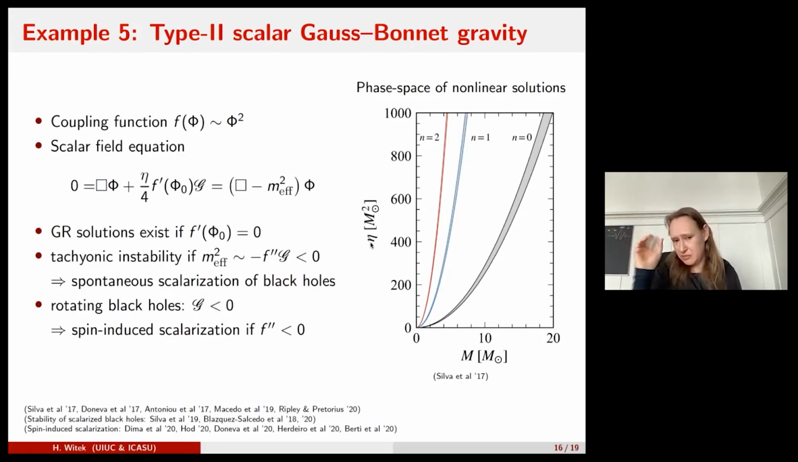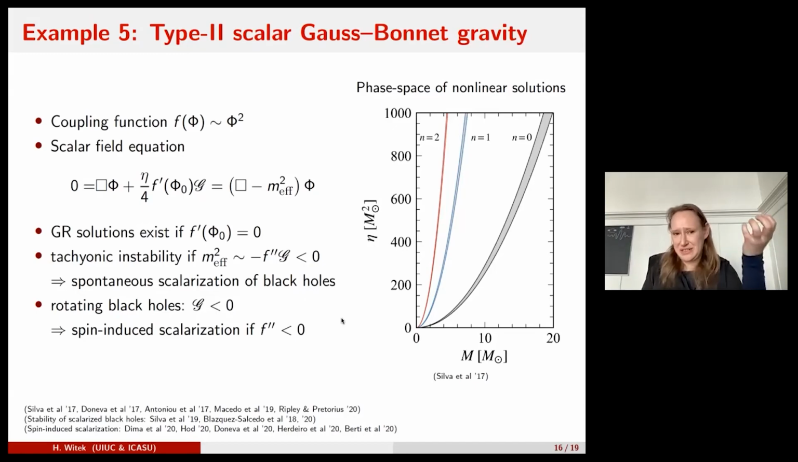If you add rotation to the black hole, then the Gauss-Bonnet invariant, which enters in this effective mass term, can become negative outside the horizon for sufficiently rapidly rotating black holes. So you can have a second scalarization regime when the second derivative of the coupling function, or this coupling parameter, becomes negative. This is what's called spin-induced scalarization, first identified by Alexandru Dima, who is now a postdoc in my group. Good. So let's look at the phenomenology.